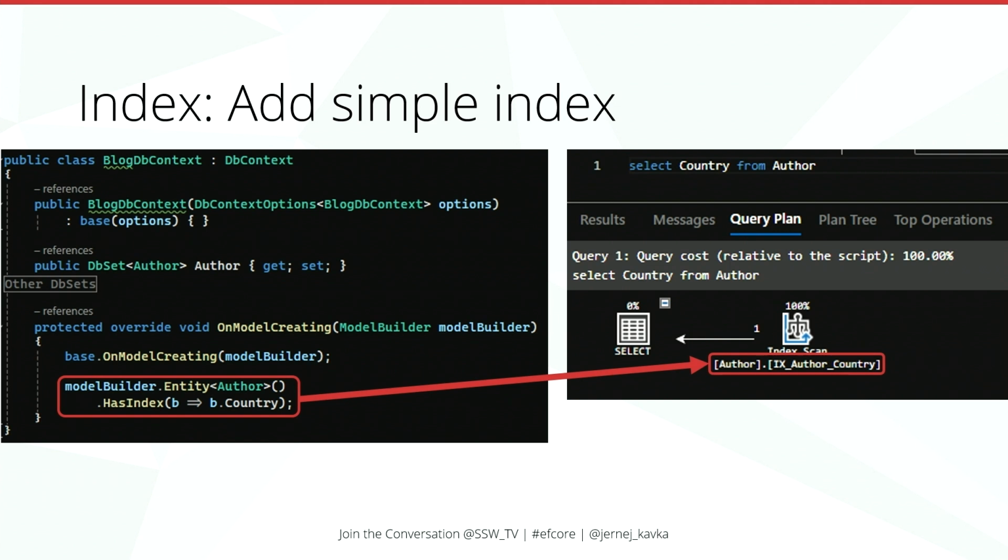And here you can see that when I'm doing select country from author, it is not using the PK_Author, which is the primary index. It's actually using IX_Author_Country, which is being created by that EF Core code.